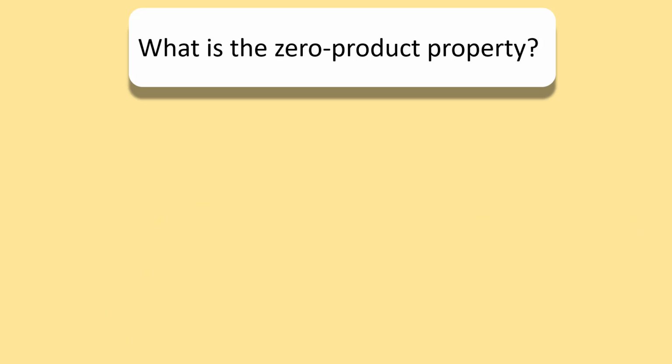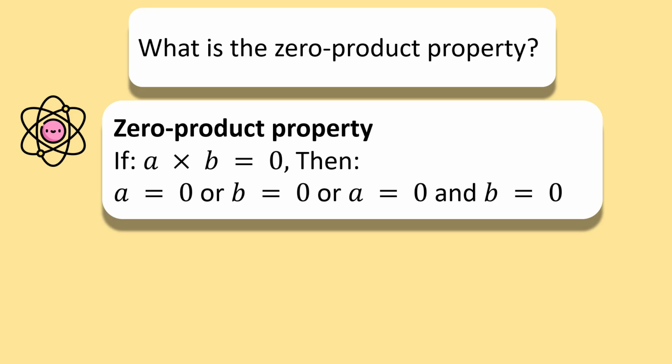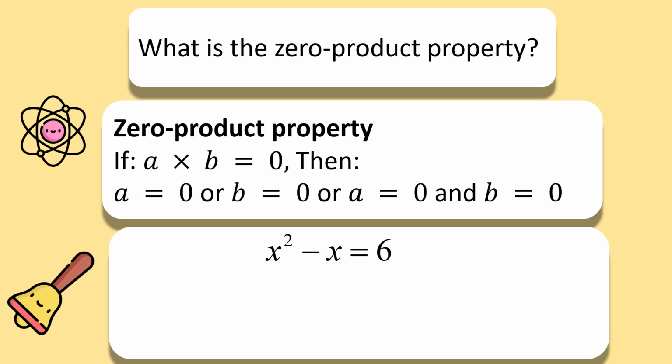So what are you saying? What is the zero product property? The zero product property is if a times b is 0, then a is 0 or b can be 0, or a is 0 and b is 0. So here's an example. x squared minus x is 6.